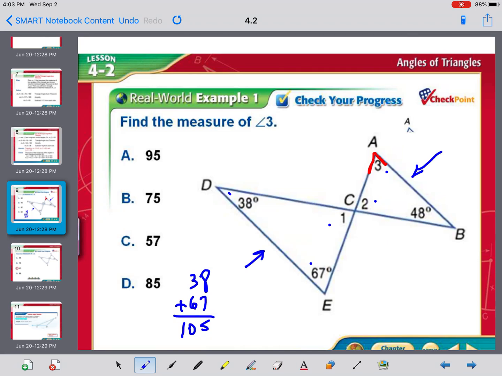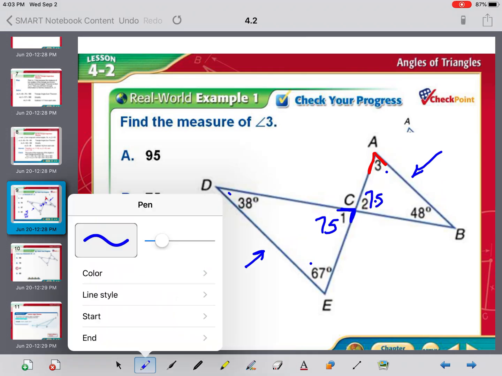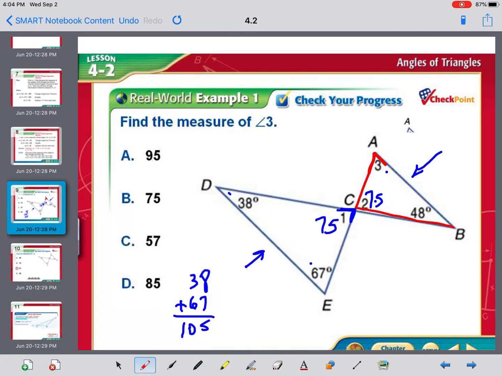So I can do what I did previously, and I can say, well, the 38 and the 67, when I add those together, that's 105. So these two here together make 105. So how much is left for angle 1? It's 180 in all, so that means this one's 75, because that with the 105 makes 180. If this is 75, then this is 75. And then we can use that to come back here and find the measure of angle 1 by looking at the red triangle. In the red triangle, you know two angles.